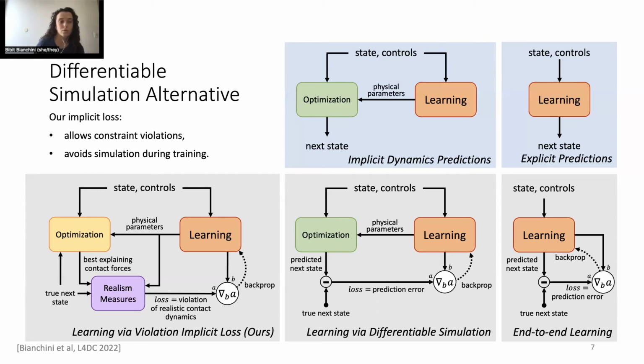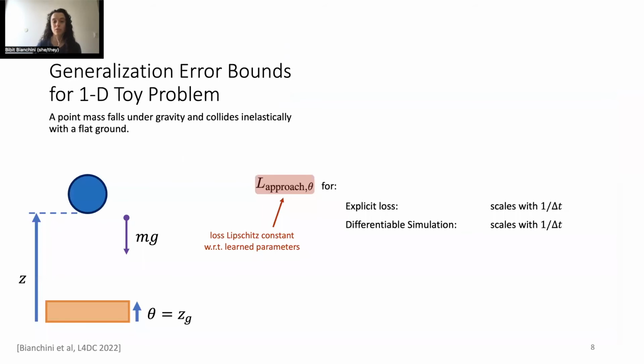Returning back to our toy problem, we can show that this loss Lipschitz constant with respect to the parameters theta is completely independent of the time step. So this poor scaling that we see for explicit and diff-sim approaches is entirely eliminated when we perform our approach.